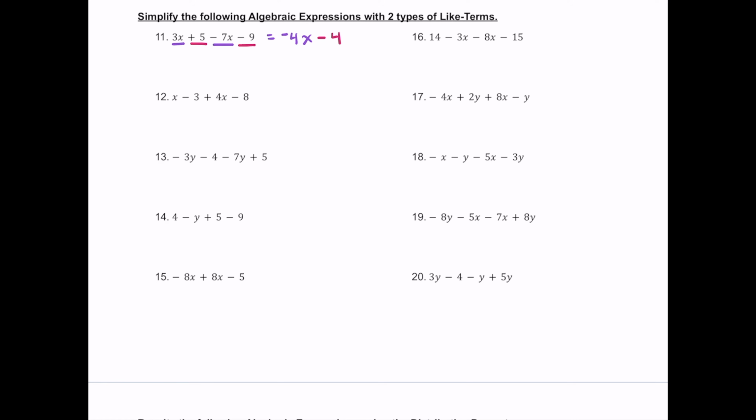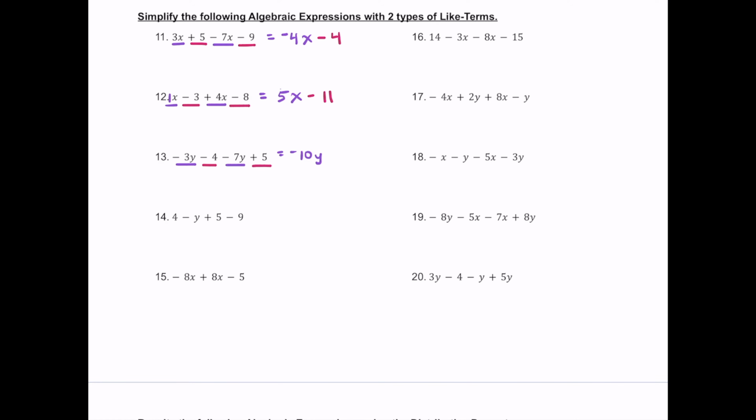Same thing. For number 12, let's see what's going on here. We have 1x, so 1x plus 4 more x's is going to be a total of 5x's. And then we have a negative 3 combined with a negative 8. That's going to be negative 11, so we're going to write minus 11. For number 13, we have negative 3y, take away 7y, so that is going to be negative 10y in total. And then we have a negative 4 added onto a positive 5.